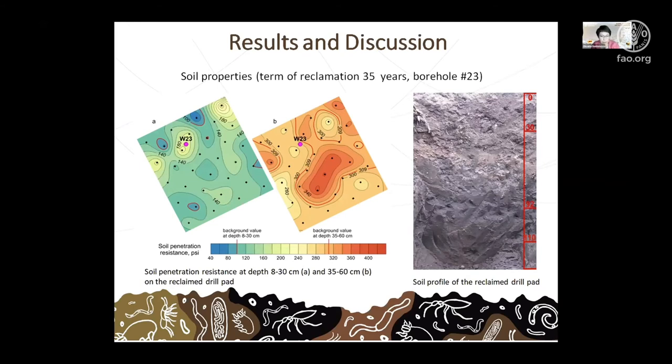You can see zones of elevated compaction in the 0 to 30 centimeter layers at the borehole mouth. In the 30 to 60 centimeter layers, soil penetration resistance was much higher. In the center of the patch, you can see a strongly compacted zone. Obviously, this was the center of the most active movement of heavy vehicles and drilling equipment.